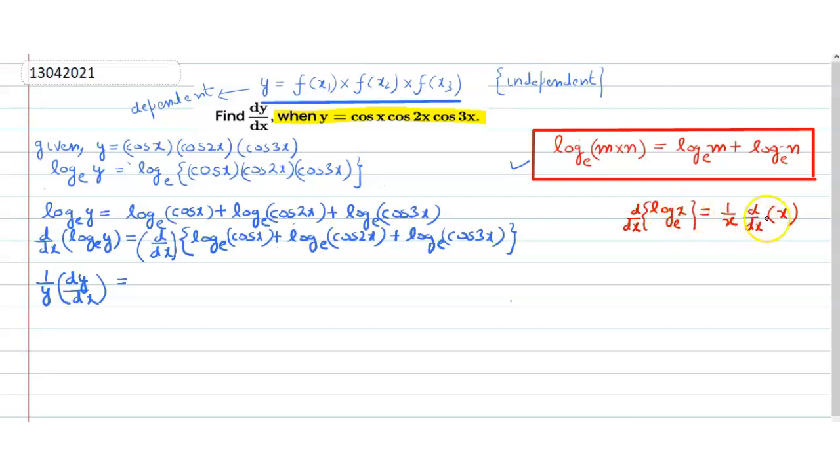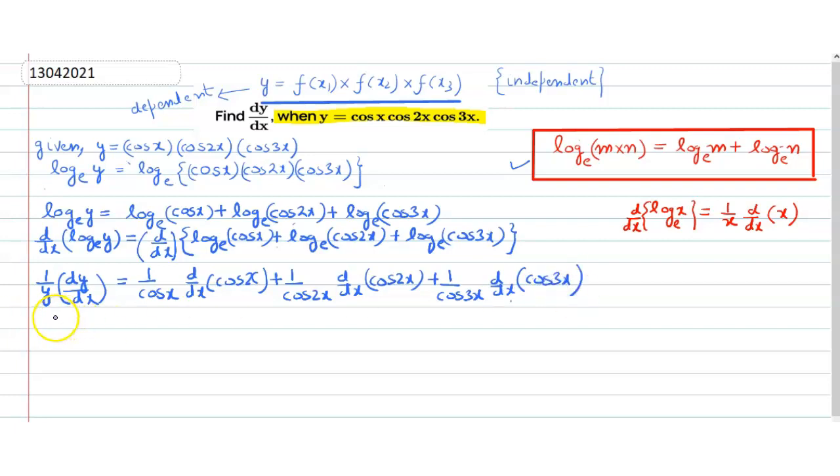This is our given property. In place of x, if we write the cos x term, it makes no difference, so we write this as it is: 1 by cos x multiplied by d by dx of cos x, plus the differentiation of log e of cos 2x, which will be 1 by cos 2x multiplied by d by dx of cos 2x. In a similar way, 1 by cos 3x multiplied by d by dx of cos 3x.